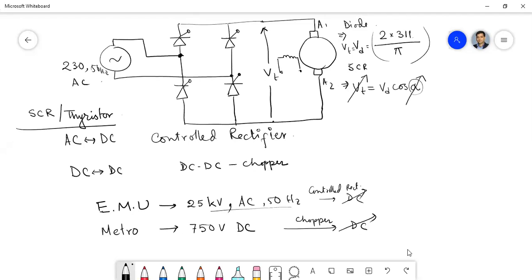That is simple armature resistance control. Till today in EMU trains we use armature resistance control only. But obviously this 25 kV AC is stepped down first by a transformer, then it is converted to DC, and then it is fed to the DC motor.